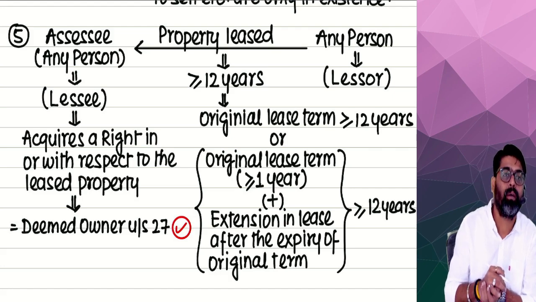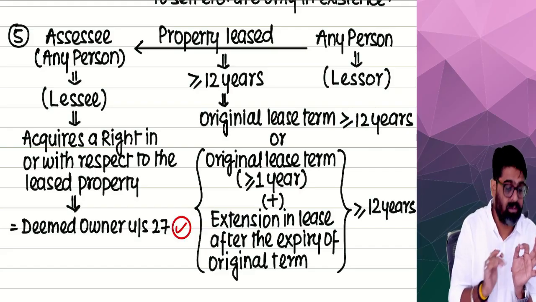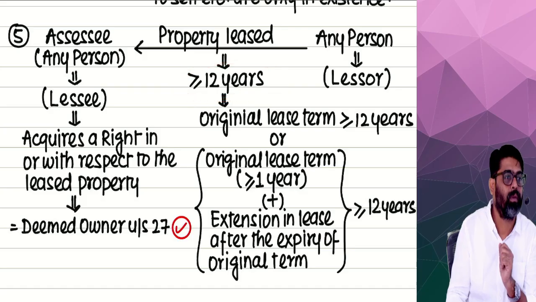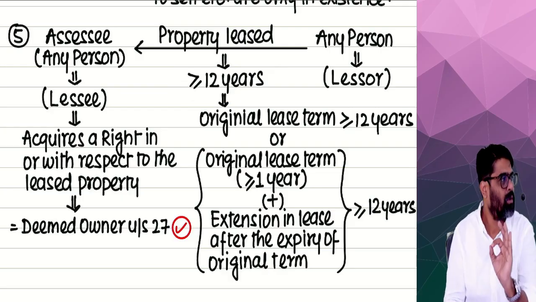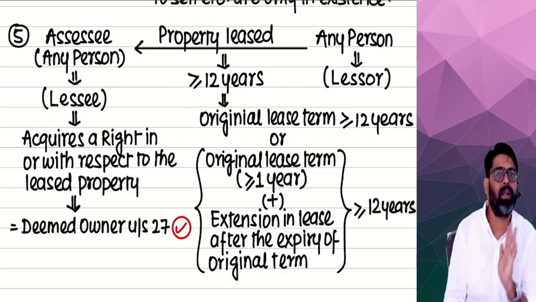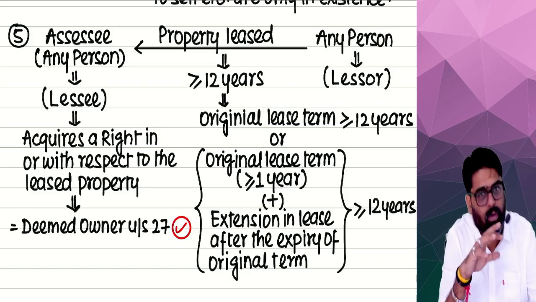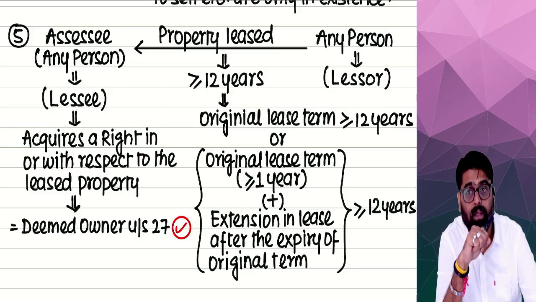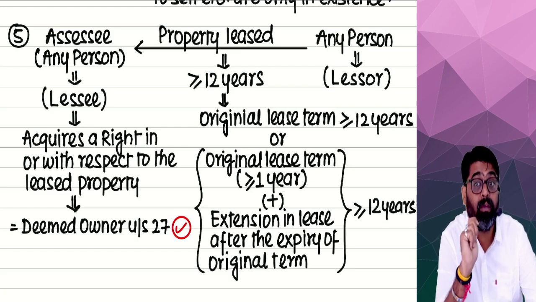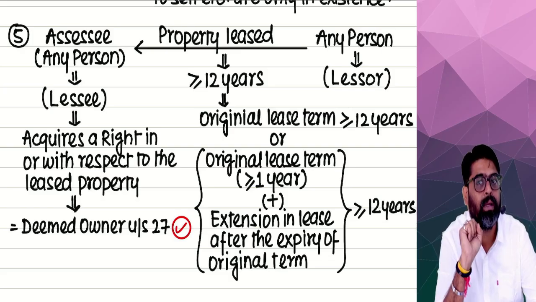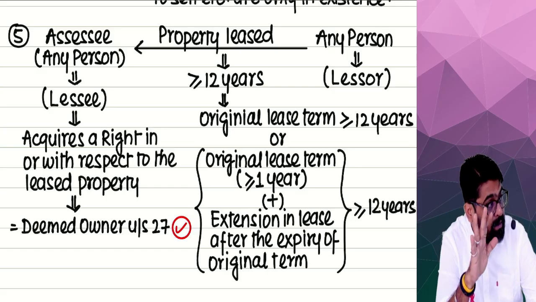Getting my point? And that is transferred only if the property is given on a lease for 12 years or more. Less than 12 years, occupancy right cannot be given. If the lease term is 12 years or more, occupancy right gets transferred. Yes or no? So tell me, who is the lessee? You are the lessee. I am the lessor. Am I giving you the right to occupy the property? Am I giving you the right to enjoy the property as owner for the entire lease term, entire lease period?